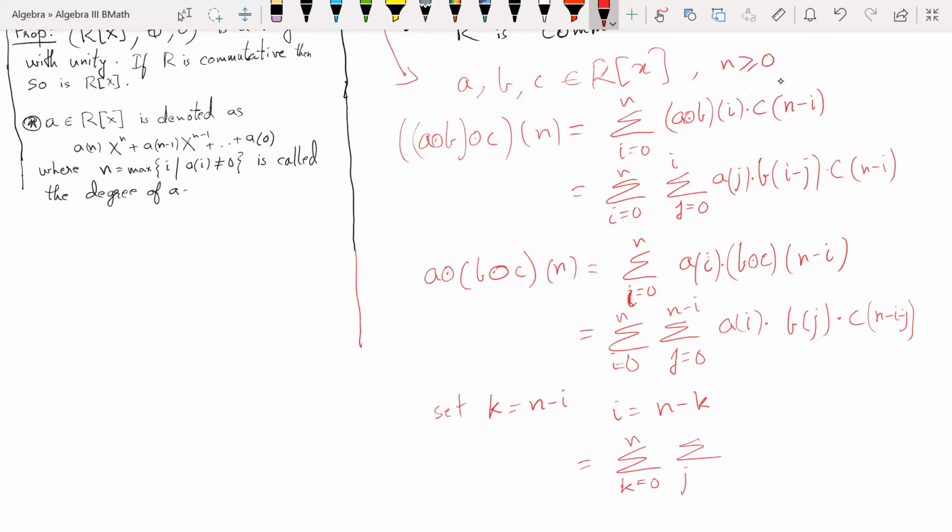And j goes from 0 to k, yeah, it goes from 0 to n minus i, which is the same as k. Okay, so this looks okay, and this becomes a of i, which is a of n minus k. Okay, it doesn't help, it looks like. And b of j and c of n minus i is k minus j. So it didn't help.